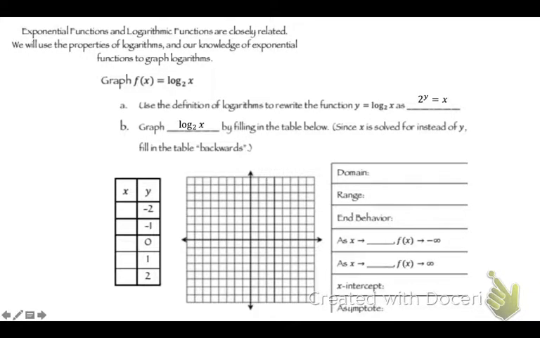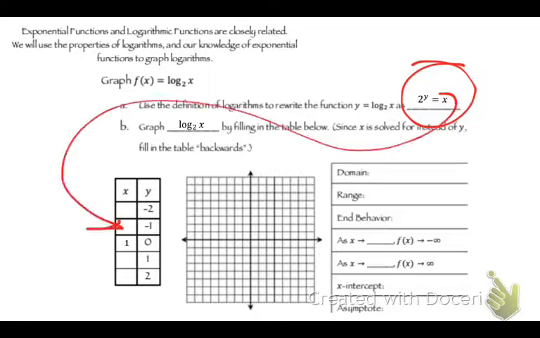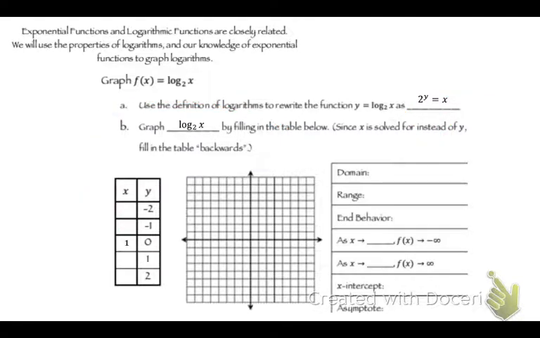So we're going to graph log base 2 of x by filling in the table below, but we're kind of filling it in backwards because we're going to have our y's set this time and figure out what our x's are. Okay, so we're going to use that 2 to the y power equals x down here. So if you plug 0 in for that, you get 1. If you plug 1 in, you get 2. Plug 2 in, you get 4. Plug negative 1 in, you get 1/2. Negative 2 in, you get 1/4.